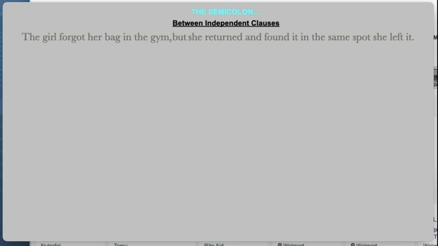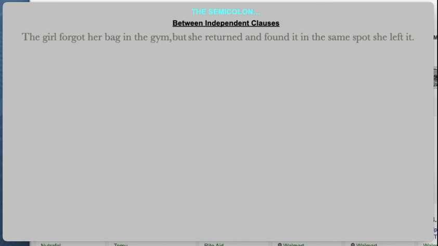And the coordinating conjunction always signals the relationship between the clauses, right? In this case, but. The girl forgot her bag in the gym, but she returned and found it. The relation is this bad thing, this thing that could have been bad, happened. However, right, a good thing occurred. So that's the relationship that the coordinating conjunction but is used for here.